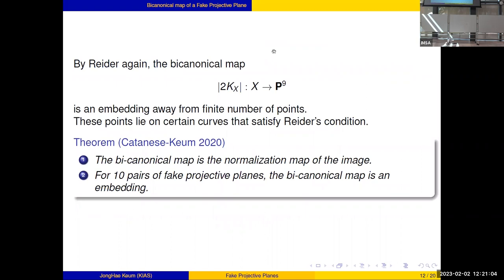And by Reider's theorem again, the bicanonical map is an embedding away from a finite number of points. Actually, it separates points, but may fail to separate tangent vectors at a certain finite number of points. And also, these points lie on certain curves that satisfy Reider's condition. So, here's the theorem, with Fabrizio. The bicanonical map is the normalization map of the image. So the image has only finitely many singular points. Okay? And then for 10 pairs of fake projective planes, this bicanonical map is an embedding.